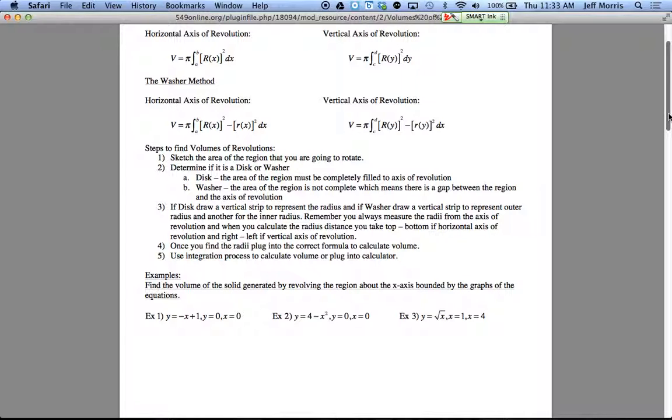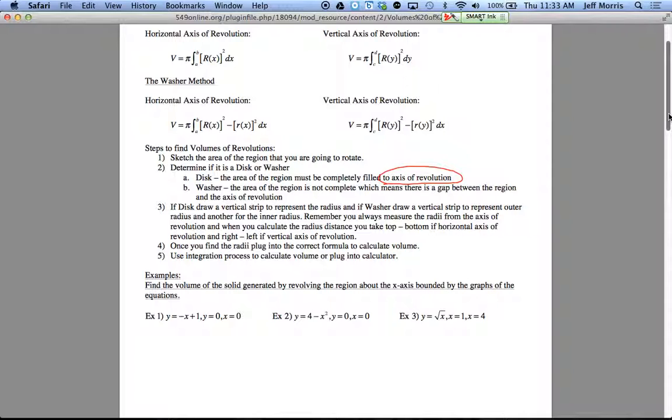Second step, determine if it's a disk or washer. Now, I clarified this, I thought, pretty hard this morning, but some of them still didn't get it, so let me make sure I clarify just as hard, if not harder, with you guys. For a disk, the area of the region must completely be filled to the axis of revolution. If there's any white space between that area and the axis of revolution, it's not going to be a disk. So does that just mean it has to be flush? It's got to be completely flush, completely. If there's one place where it's not flush, then you've got to carve that out. Well, that'll be a washer.